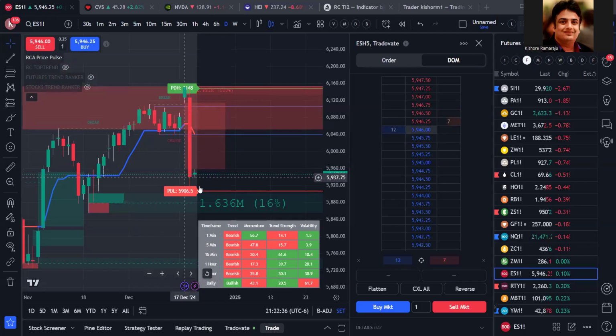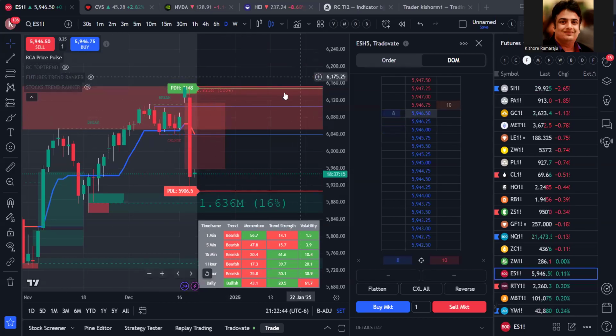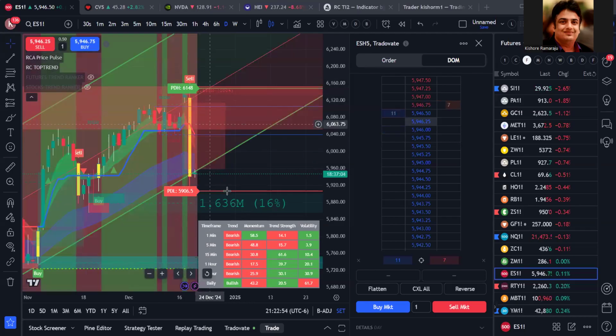I'll do another demo for the bots. But for the indicators, you have some indicators which will tell you which are bullish and which are bearish. So you can focus on those bullish stocks or bearish stocks. And then mainly the Price Pulse and Top Trend we use. Whenever you get a buy signal, you look at the confluence.